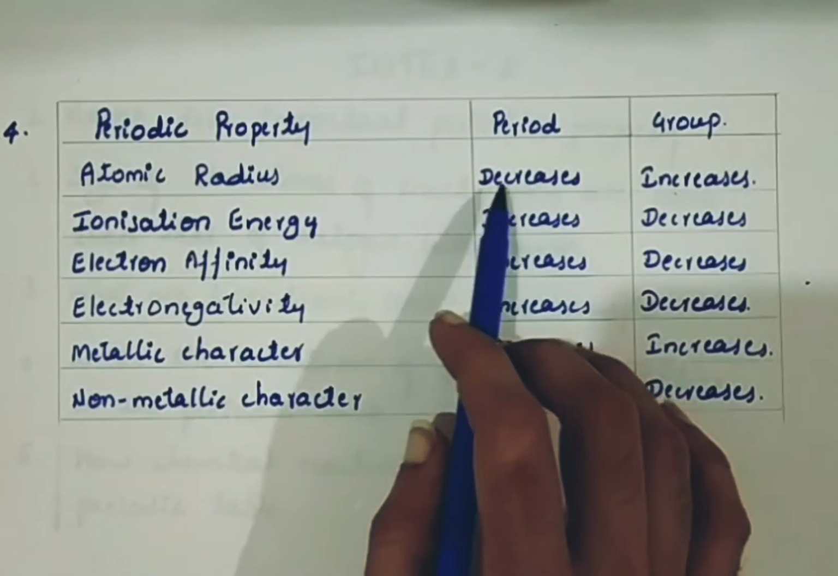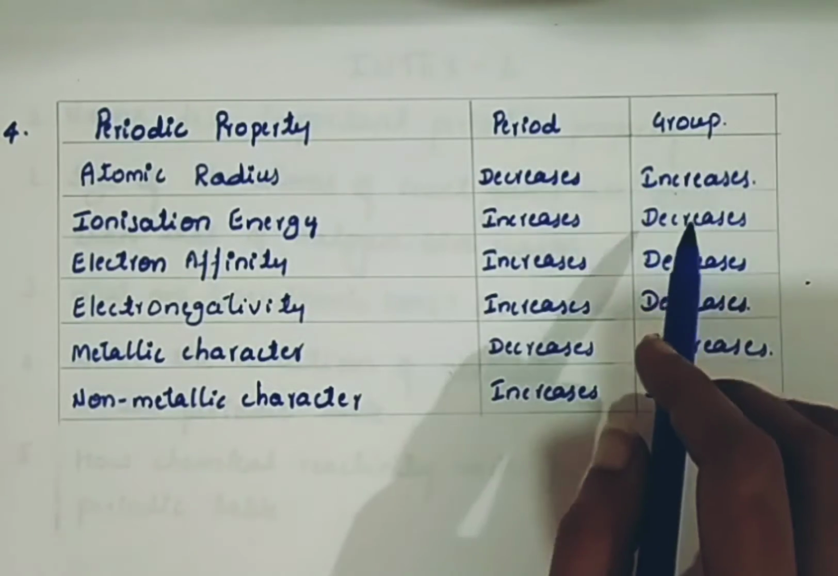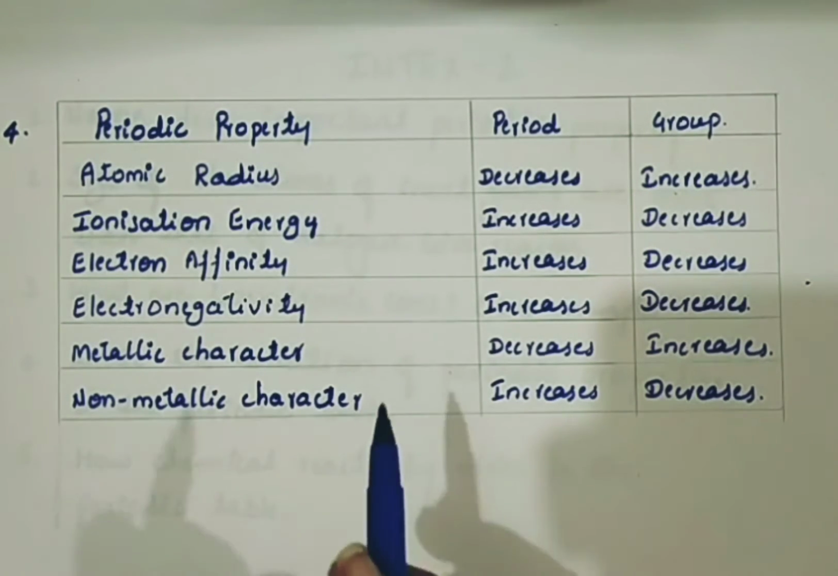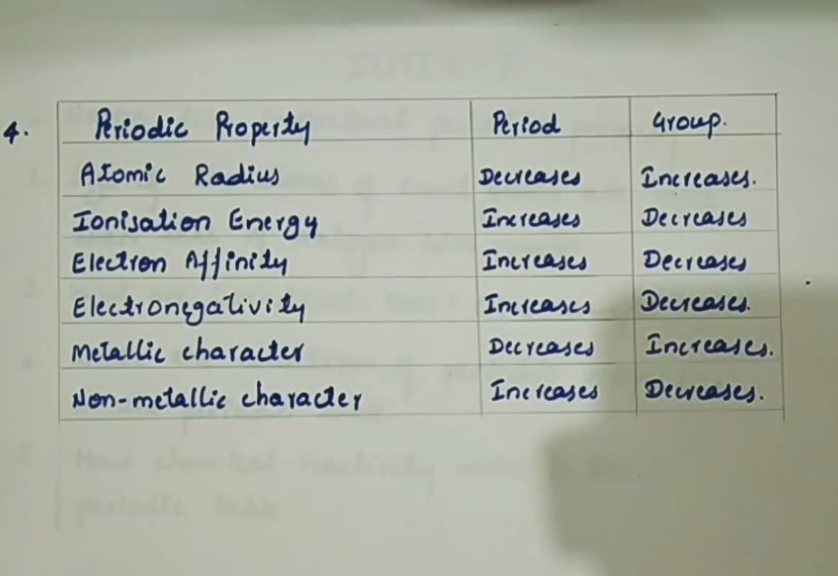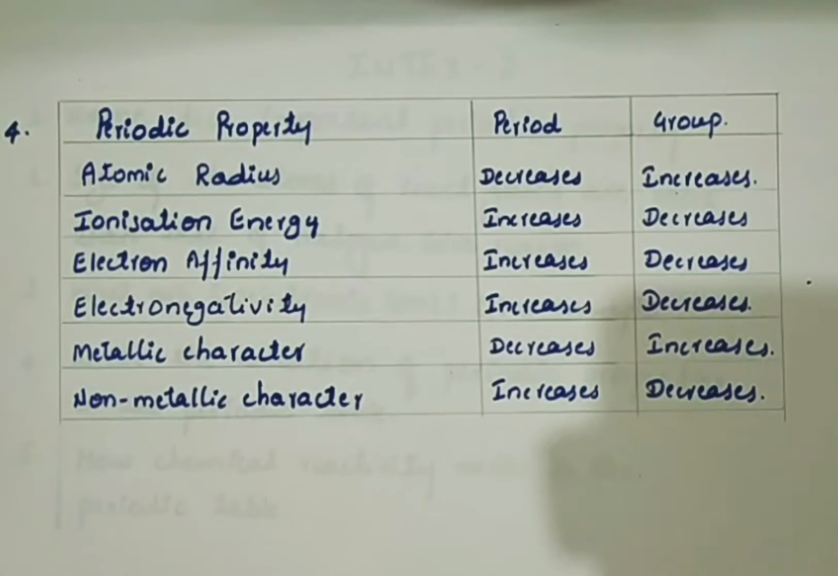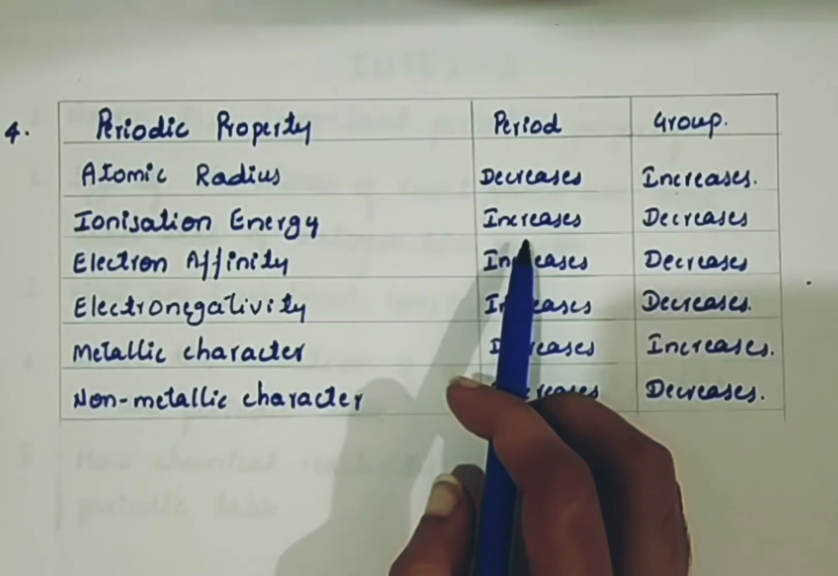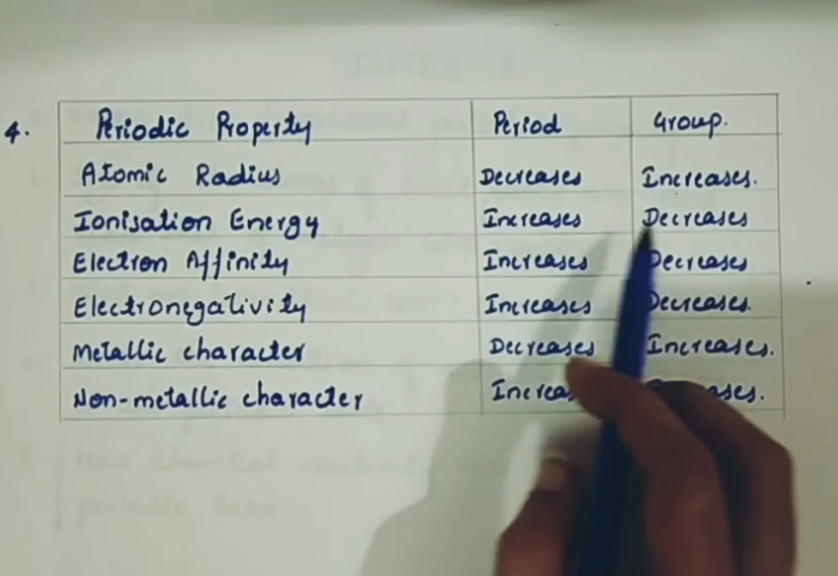Atomic radius decreases as we move from left to right in the periodic table and it increases down the group. This is because as we move down the group, the number of shells goes on increasing, so the distance between the nucleus and the outermost shell which contains electrons goes on increasing. So it increases down the group.